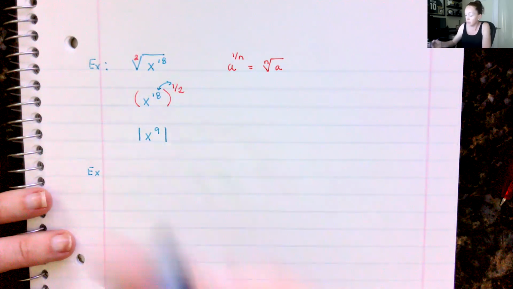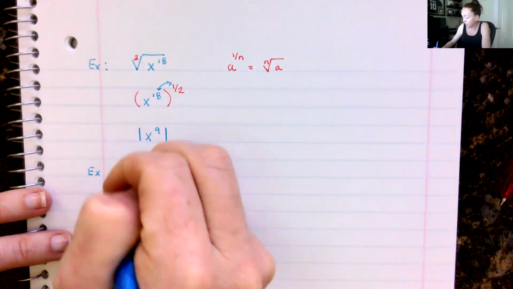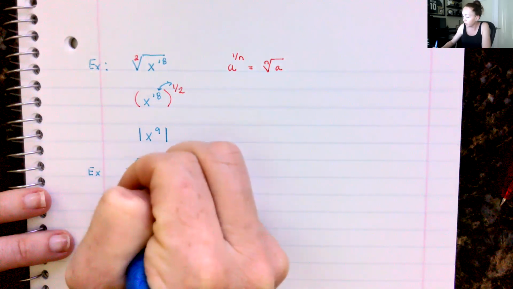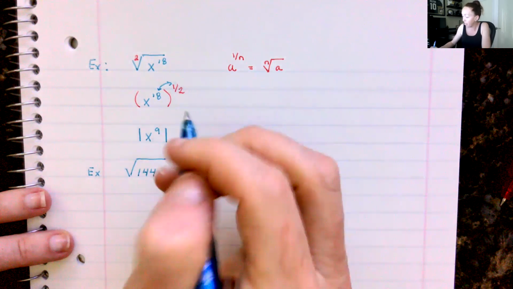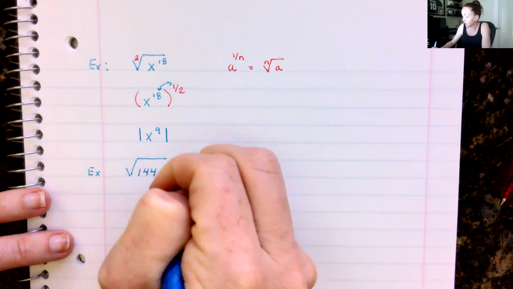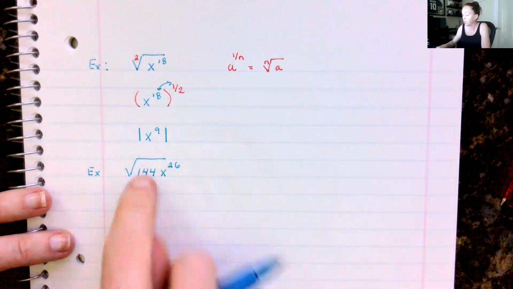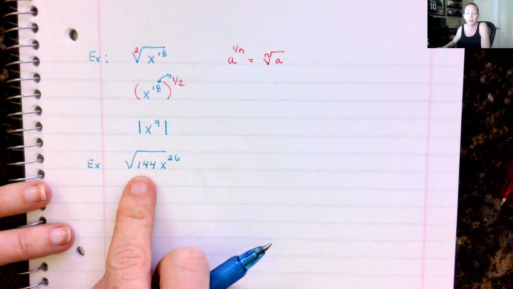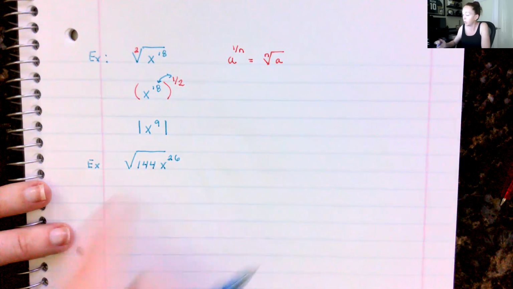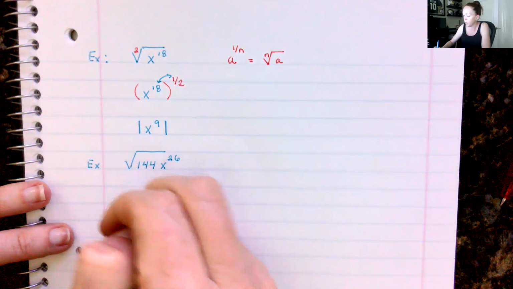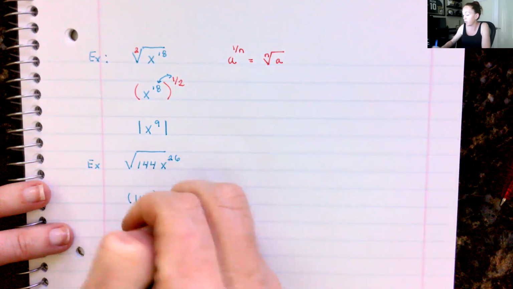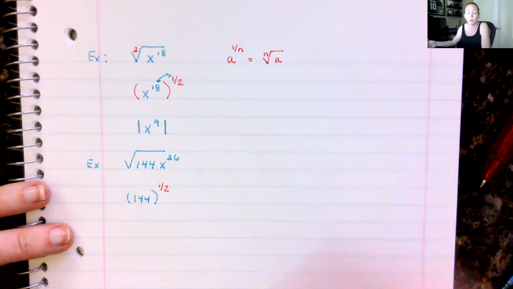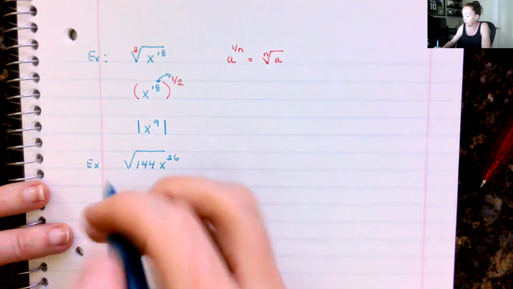Let's put a number in here this time. So we'll have another square root. Let's do 144 x to the 26th power. Okay. So the square root of 144, if you know your square roots, we know that that answer is 12. If we don't know our square roots, that's okay. We can type in our calculator 144 to the 1/2 power, and the calculator will do for you the square root, and it should come out to be 12.